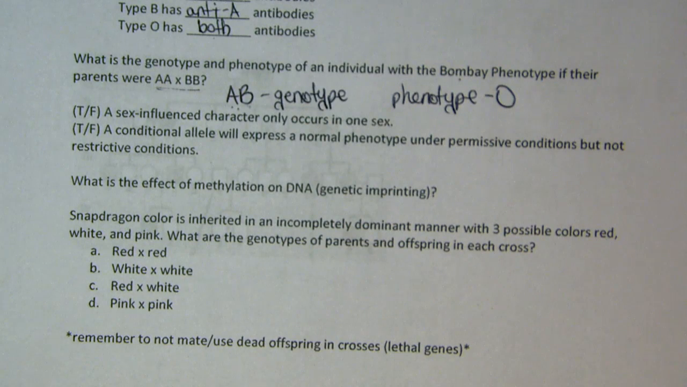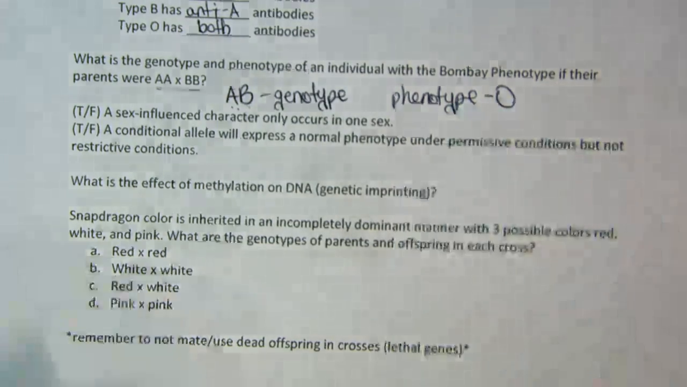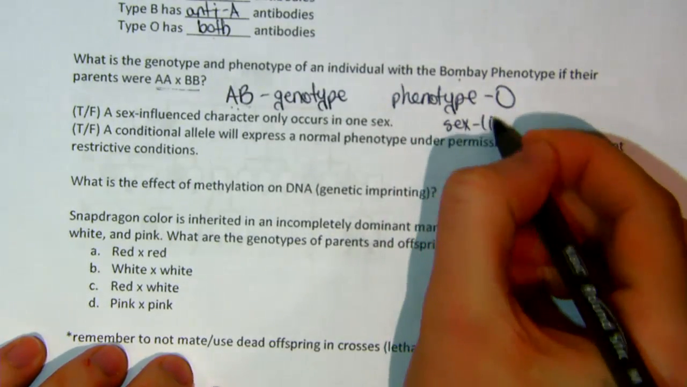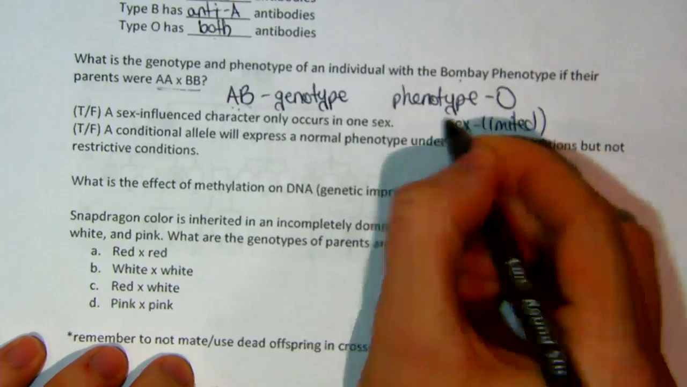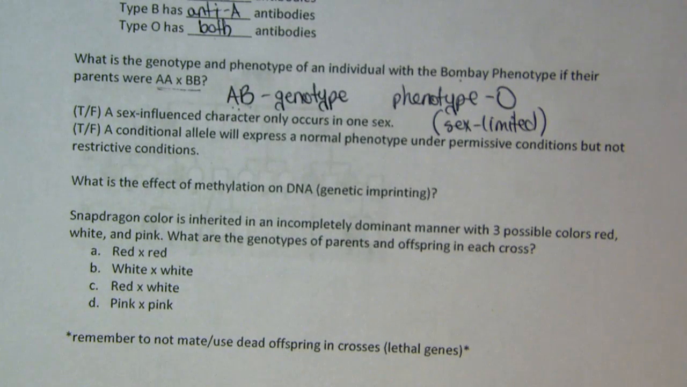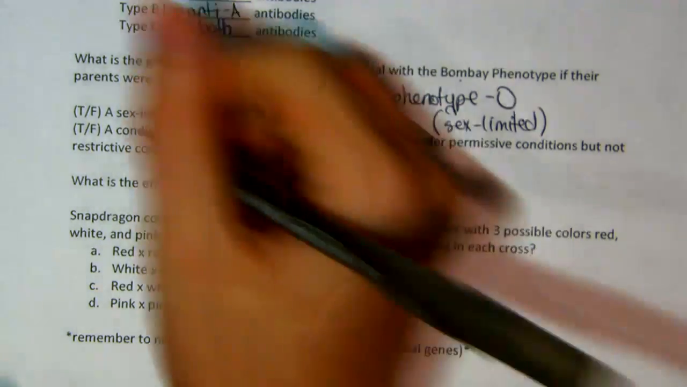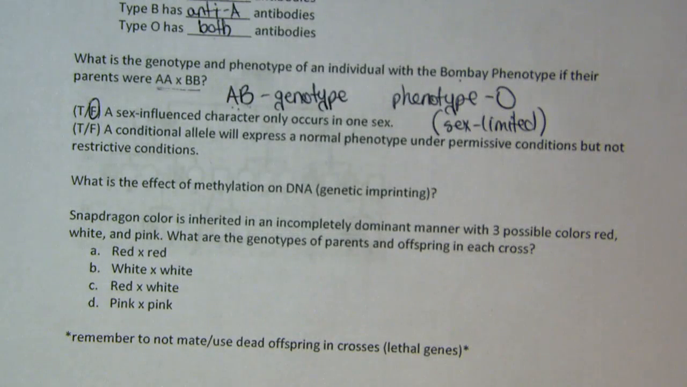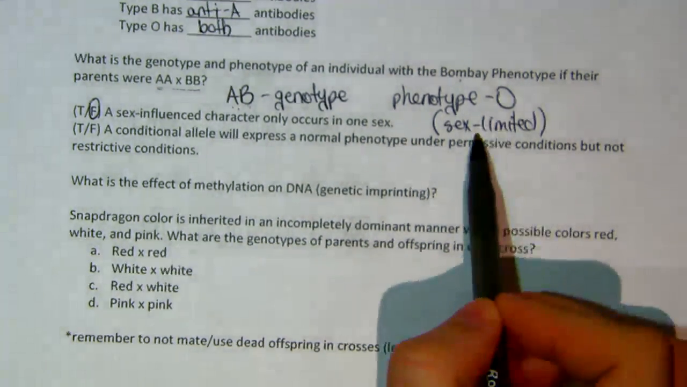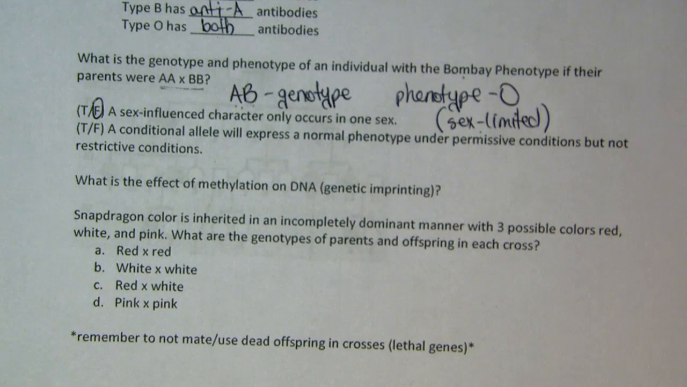Okay, and now true, false. A sex-influenced character only occurs in one sex. Remember, we have sex influence, and then the other one we have is sex limited. That's our other option. So is sex influenced or sex limited only in one of them, male or female? Sex limited. So this is false. A sex influence trait can occur in both sexes. It's just different in how it expresses. In a sex limited trait, it would only occur in either males or females.